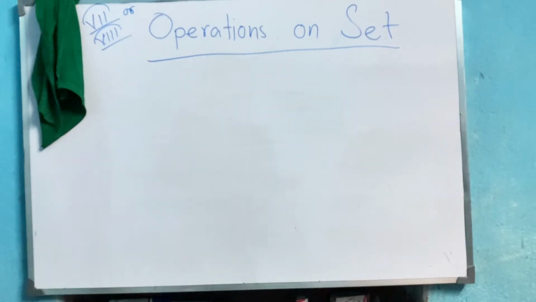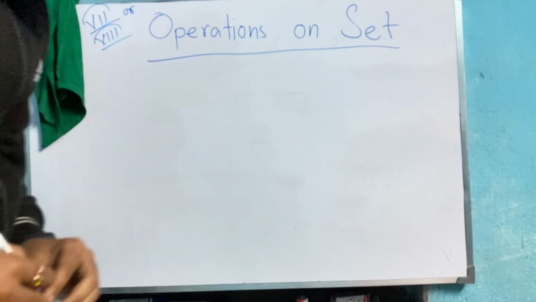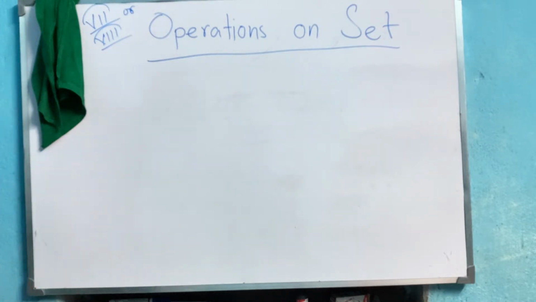Okay, students. Today we will learn about operations on sets. There are several types of operations, like union of two sets, intersection of two sets, etc. Like disjoint sets, overlapping sets, difference of two sets, complement of a set, etc. The symbols of the set operations were discussed in the previous video.